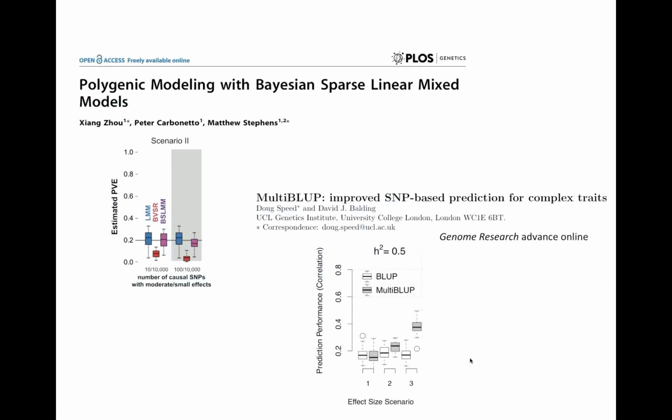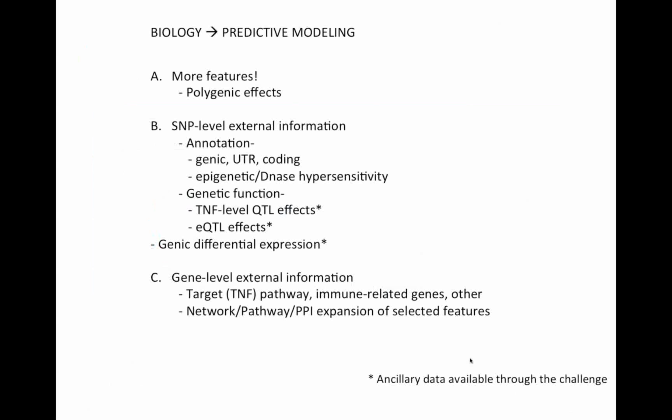And in particular, on the bottom right here, this paper I just found in Genome Research. It advanced online, so it's in press still. This MultiBLUP prediction software could be something that one of the groups could experiment with. Next slide, please. So now back to the outline.